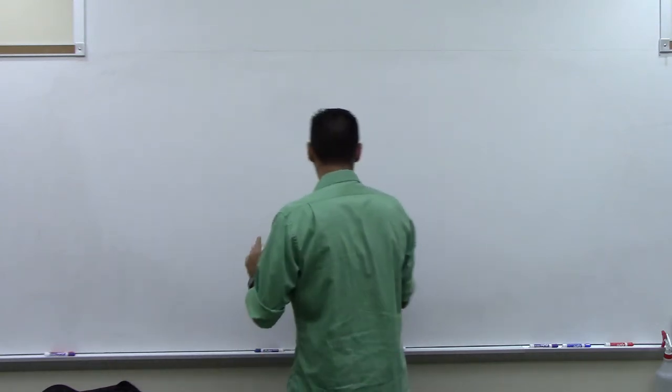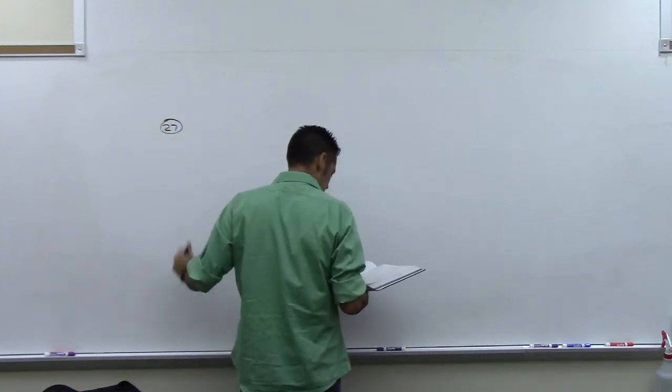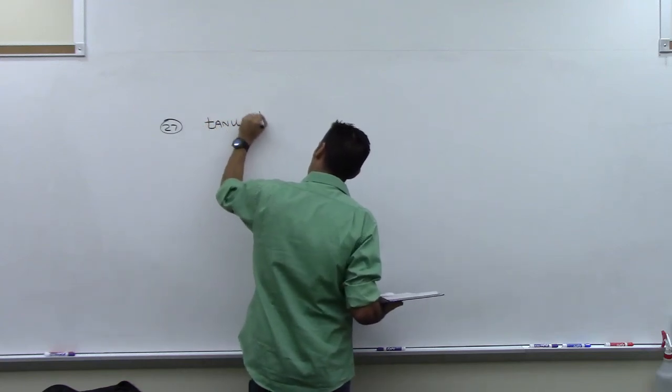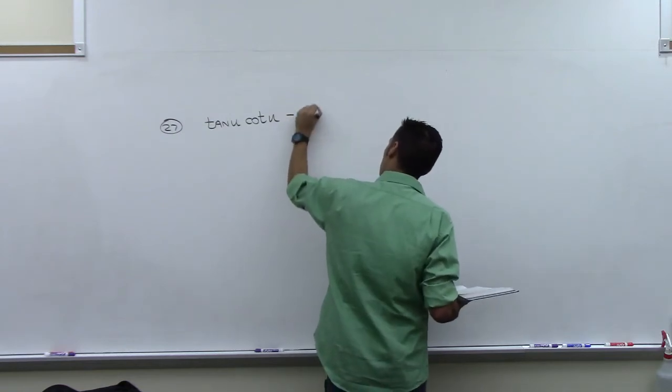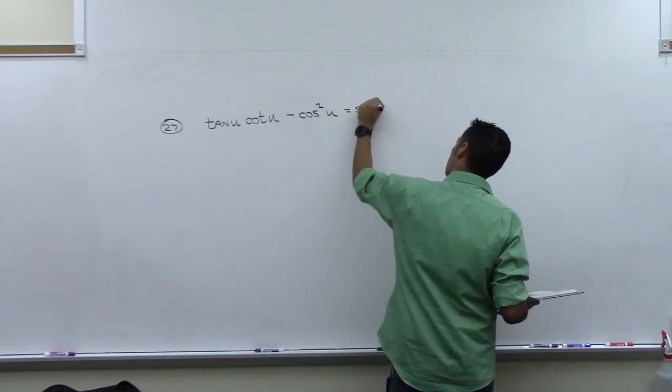All right, let's do this one. 27. So 27, I have tangent of u, cotangent of u, minus cosine squared u equals sine squared u.